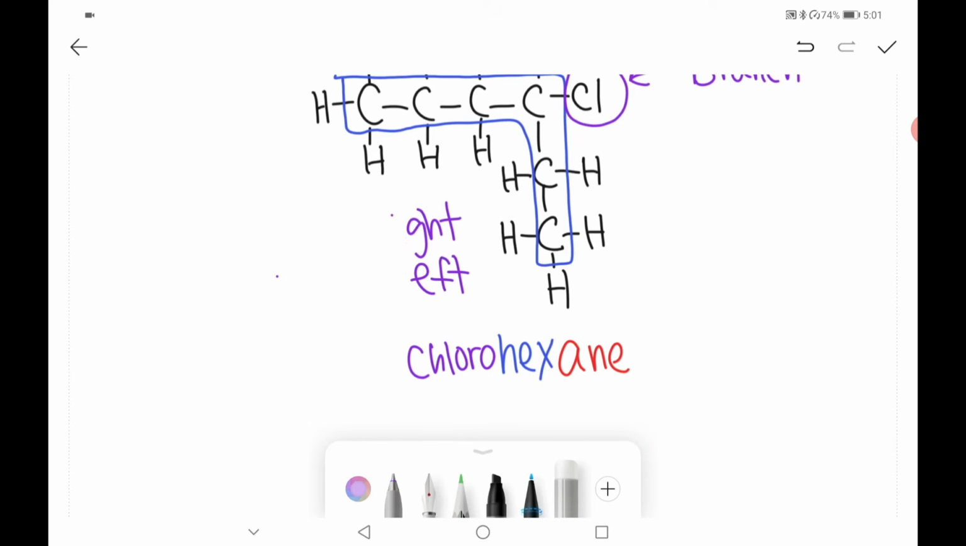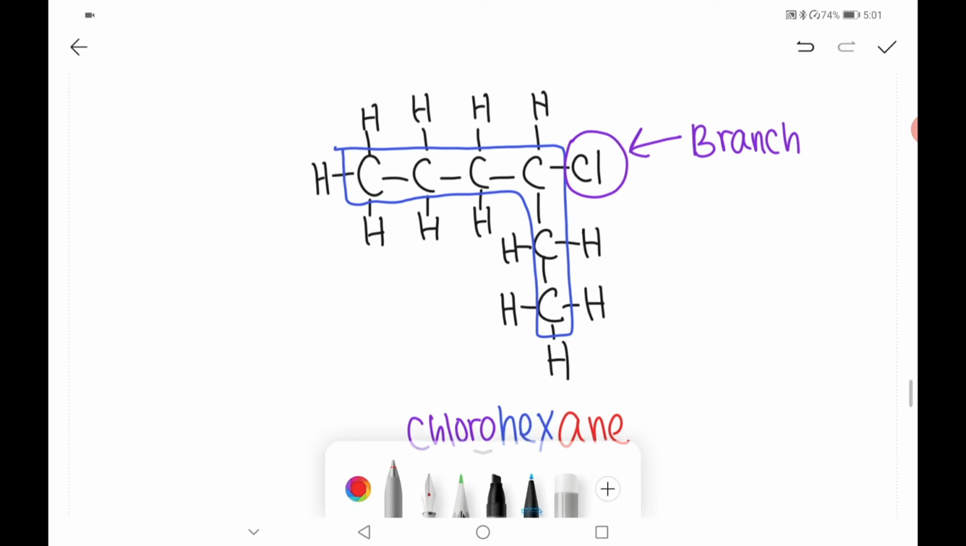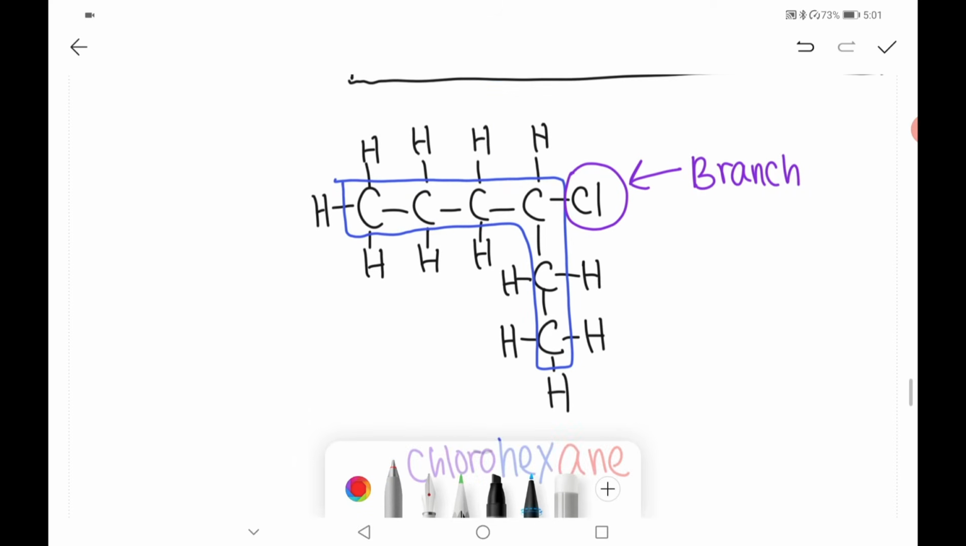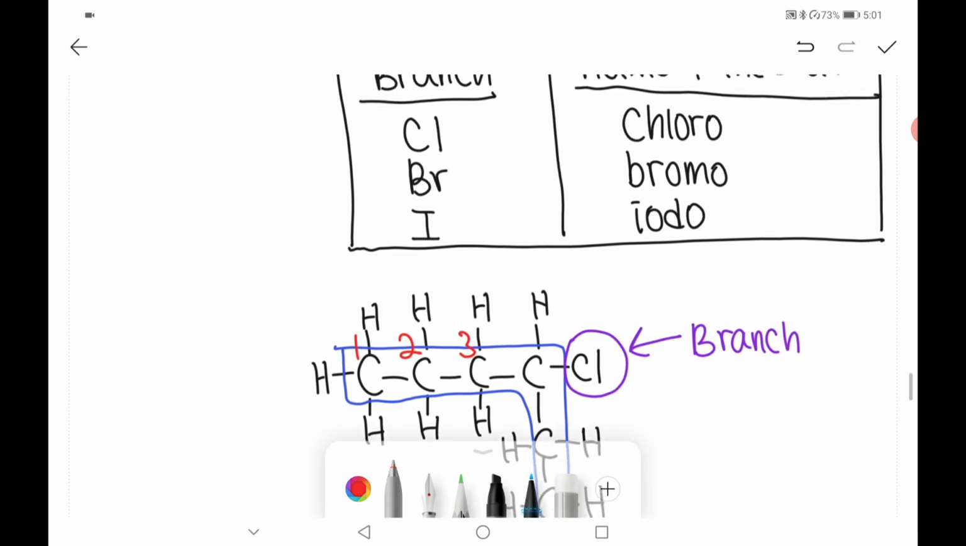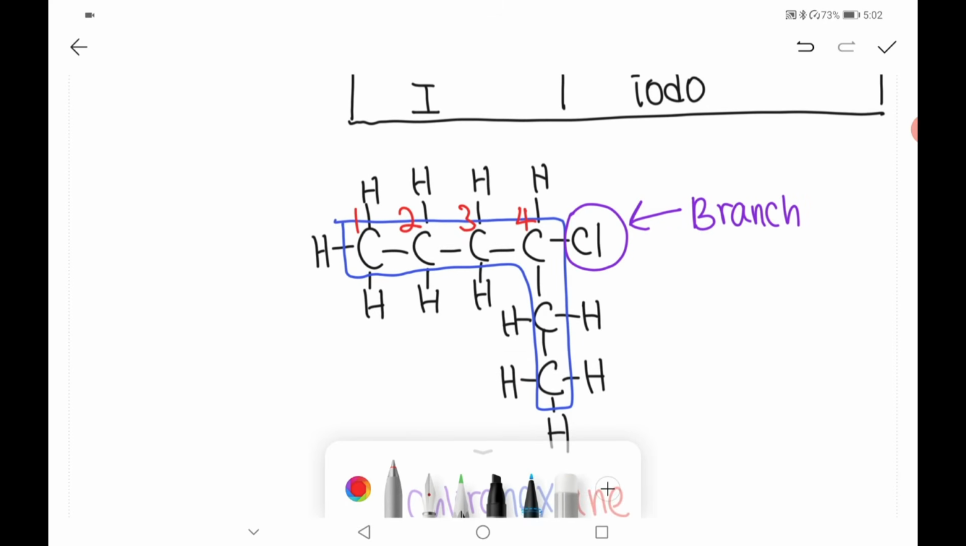Let me show you how to count. If I count from left to right hand side, this is carbon number 1. This is carbon number 2. This is carbon number 3. This is carbon number 4. This is carbon number 5.